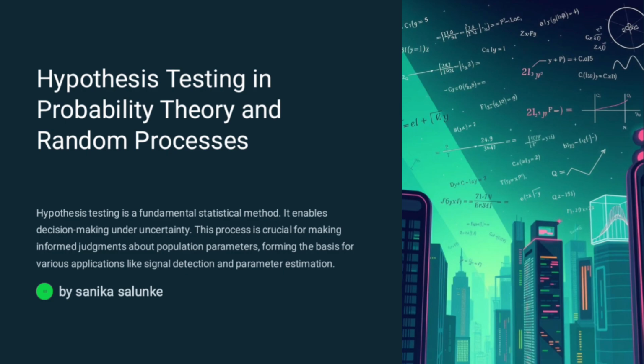detection and parameter estimation. It is a statistical method to make decisions about a population based on sample data. It involves setting up two opposing statements, the null hypothesis and the alternative hypothesis, and then using statistical tests to determine which one is better supported by evidence.